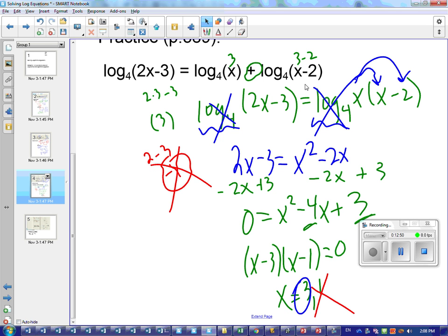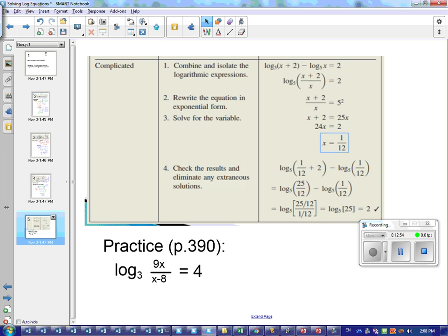So that was the type where there was a log on both sides. We have one last type. This is the complicated log type, where you will not have a log on both sides. So first you combine and isolate the log expressions. You want to have a single log. And then you're going to rewrite it as an exponent using your front, back, middle, or whatever technique you like, the snail or the loggerroll, whatever makes sense to you. You're then going to solve for the variable, and again, check for extraneous solutions.